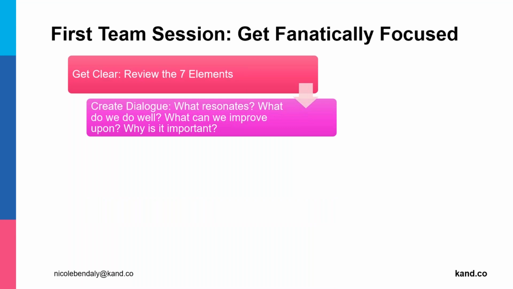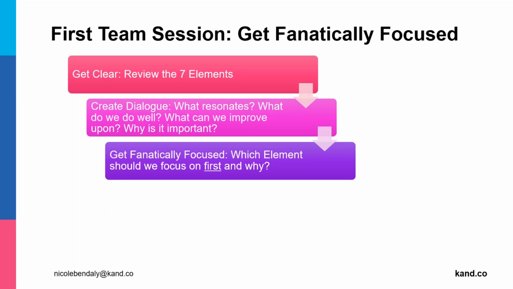What resonates with you from this model? What do we do well? Which elements are we thriving in? Are we strong in? Where can we improve? And why is it important to improve in those areas? Create a dialogue so that they can see themselves in this model and create meaning and a connection to it.